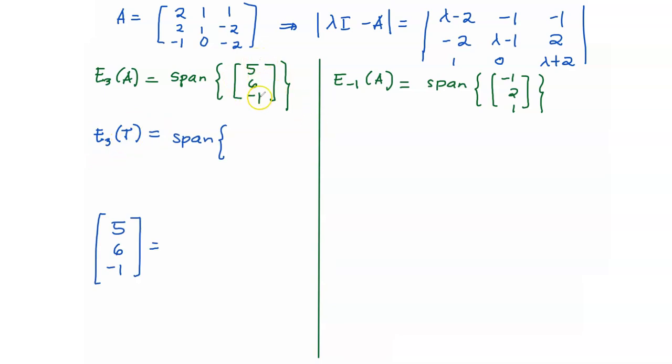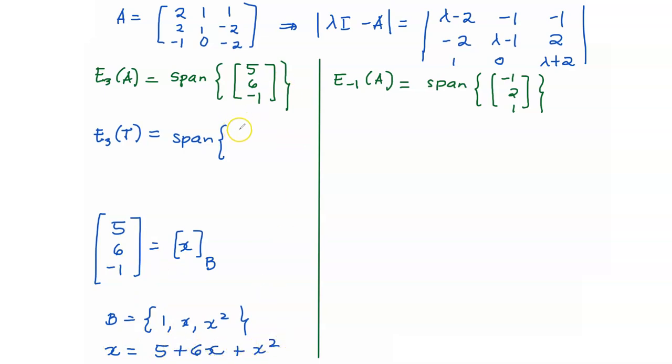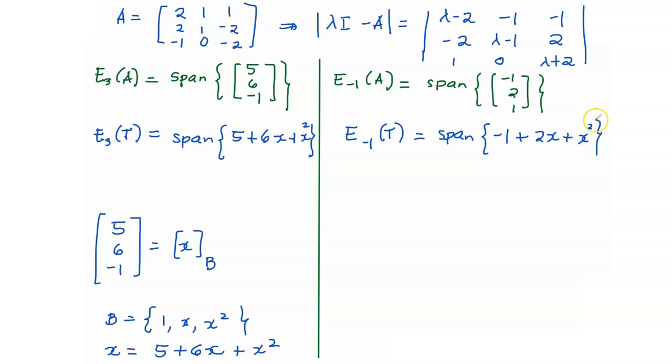All you have to do is to write this as a coordinate vector of your eigenvector. And remember that your B is 1, x, x squared. So therefore, (5, 6, negative 1). So therefore, your x is equal to 5 plus 6x plus x squared. So this is now the span of 5 plus 6x plus x squared. Similarly, the eigenspace of T corresponding to the eigenvalue negative 1 is equal to the span of negative 1 plus 2x plus x squared.